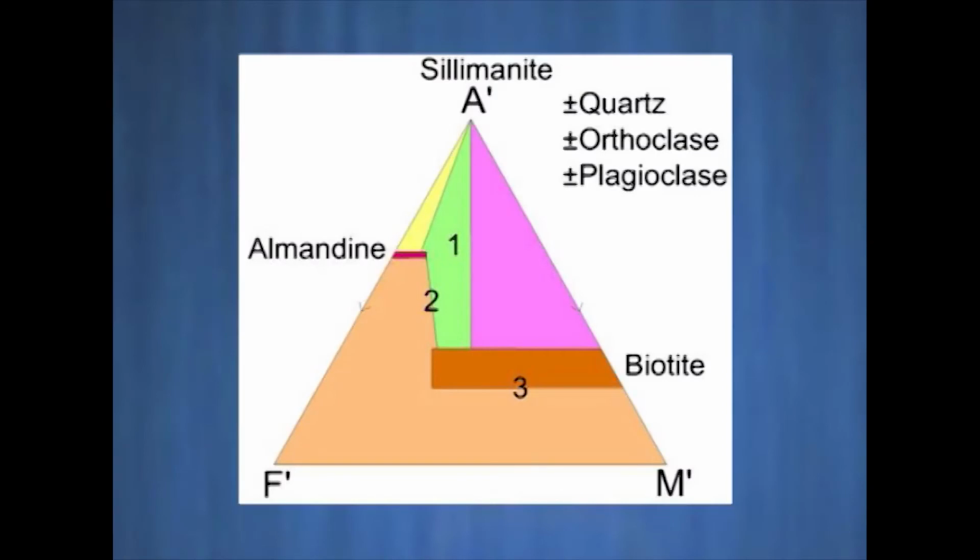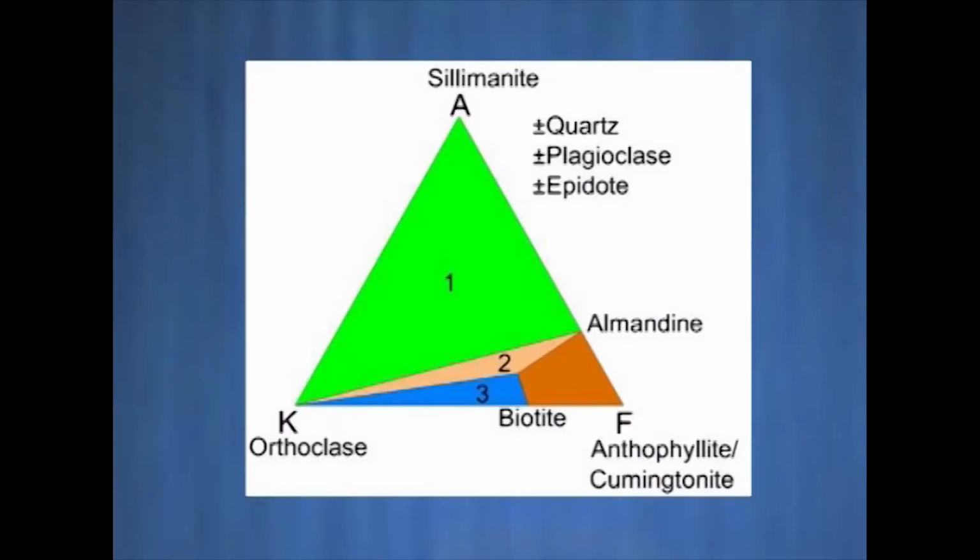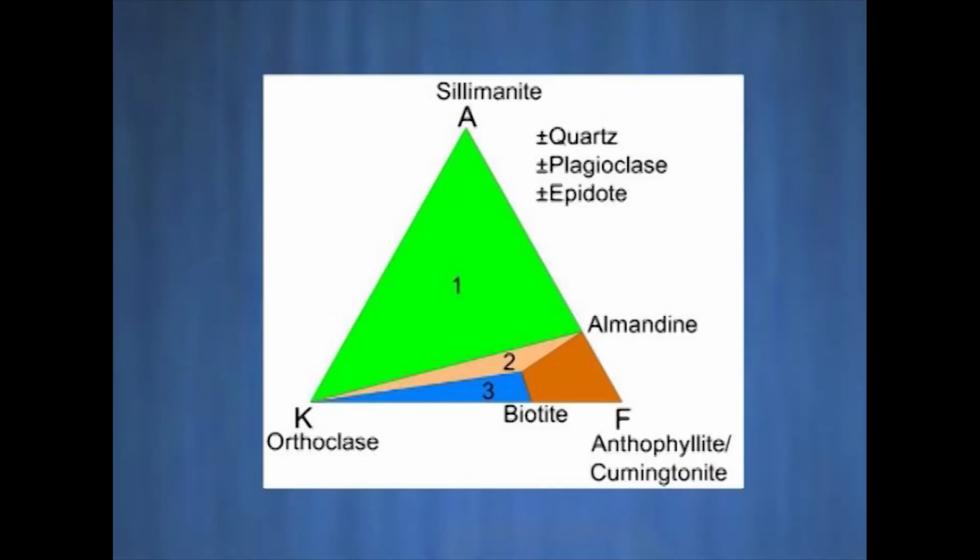The assemblages are: first, sillimanite, almandine, orthoclase, plagioclase, quartz, also known as sillimanite almandine gneiss. Second assemblage, sillimanite, almandine, biotite plus or minus orthoclase plus or minus plagioclase plus or minus quartz, also known as sillimanite almandine biotite gneiss. Third assemblage is almandine, biotite, orthoclase, plagioclase, quartz, also known as almandine biotite gneiss.